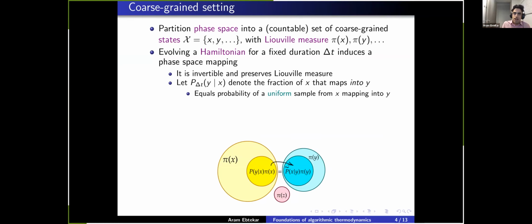But you really would have to start uniformly in X. So we have to be careful there. Conversely, P tilde denotes the fraction of Y that is mapped from X. So here we have the picture.